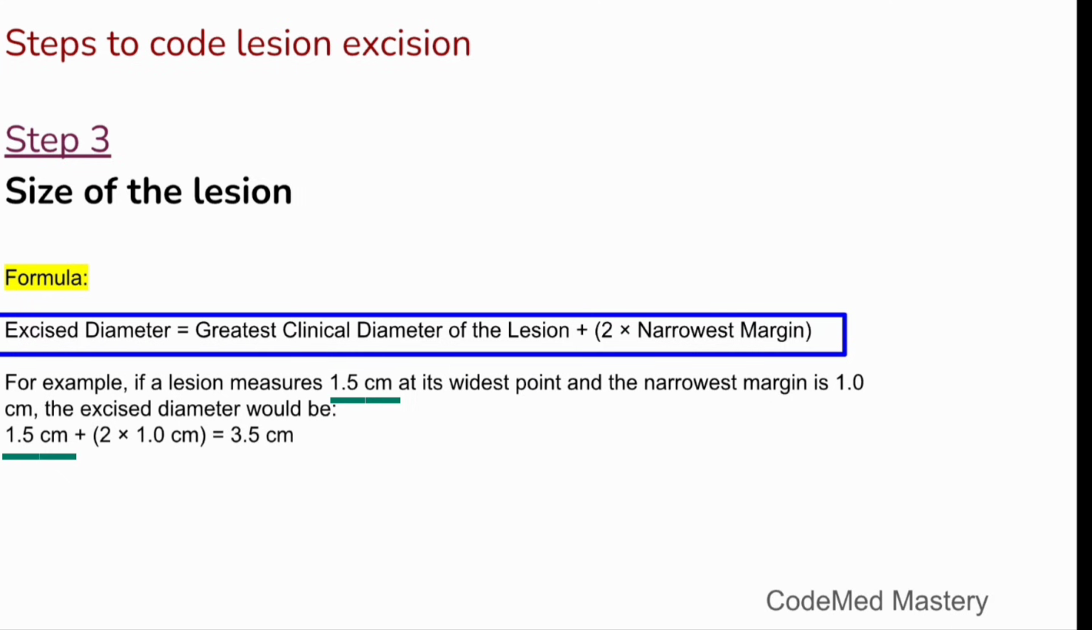Therefore, 1.5 cm plus we have to multiply narrowest margin twice. Here the narrowest margin is 1 cm. Therefore, 2 into 1 cm is equal to 2 centimeters. Therefore, 1.5 plus 2 is 3.5 centimeter. So this is how we calculate the total excised diameter.